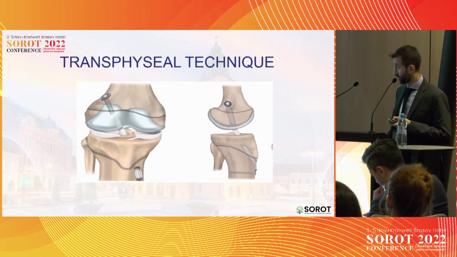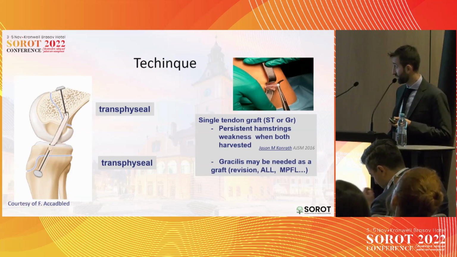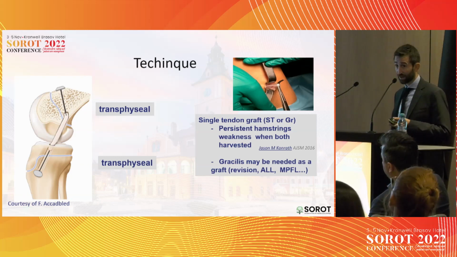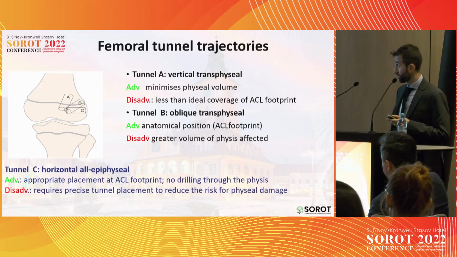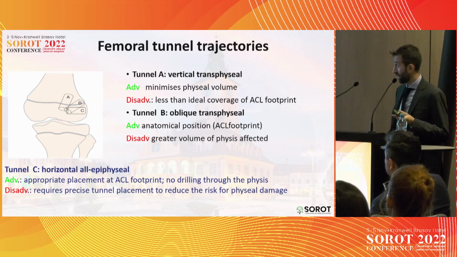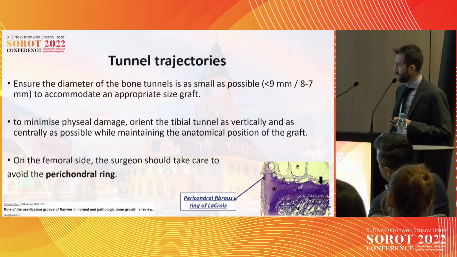The transphyseal technique, of course, is an option. I suggest using a single tendon, also because the other tendon may be needed for anterolateral reconstruction, or for revision, or for MPFL. And for the direction of the tunnel, if you do two oblique tunnels, there is a risk to the physis. But on the other hand, two vertical ones are less ideal for anatomical function. So it's not so easy theoretically.